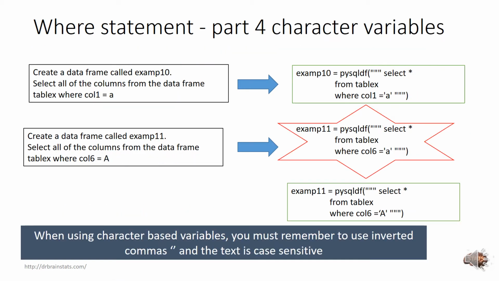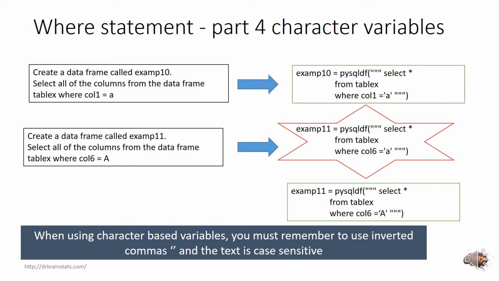And so we proceed to character-based variables. In our first example, we're going to create a data frame called examp10. We're going to select all of the columns from the data frame tab X, where col1 equals A. Please just note the where statement, where the letter A is in inverted commas.